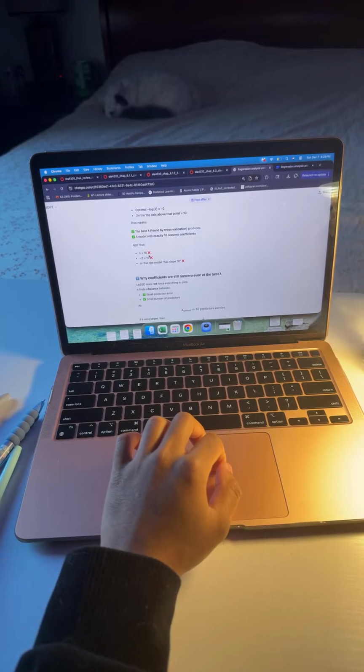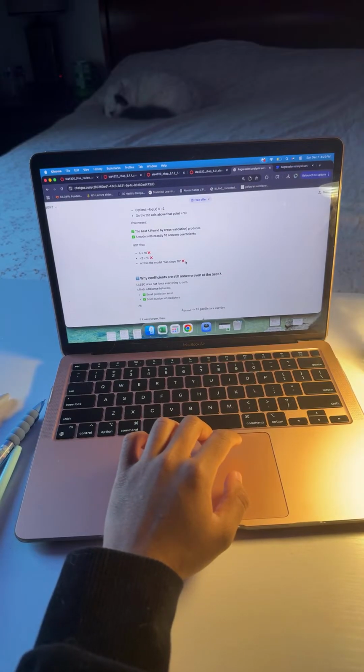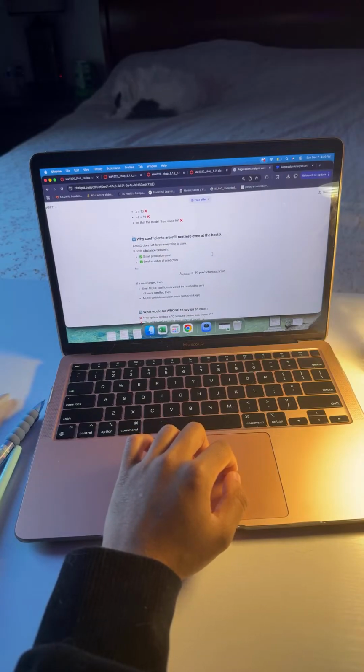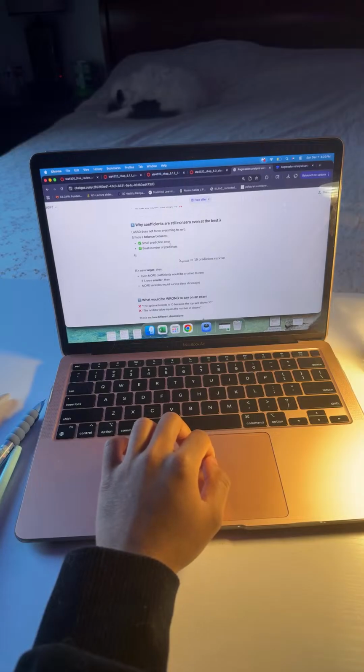The lambda is not equal to 10, while it has a slope 10. But the coefficients are still non-zero even at the best lambda. Small predictors, prediction error.